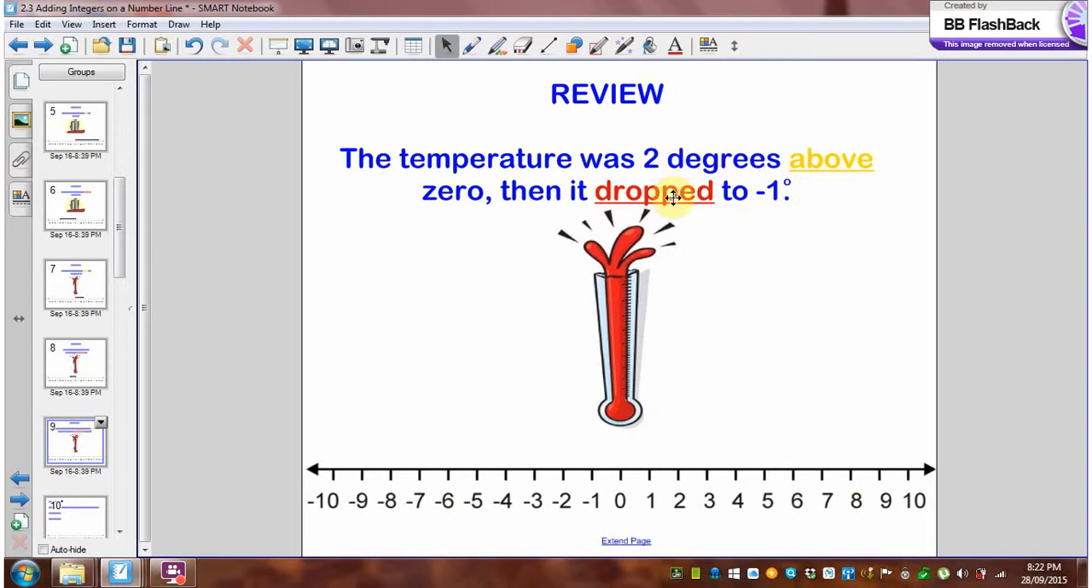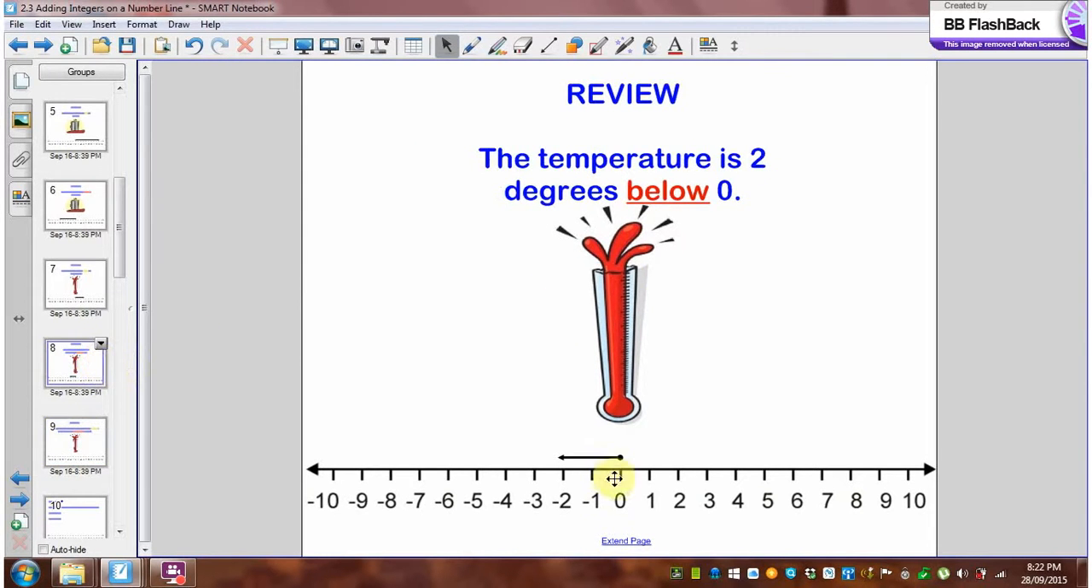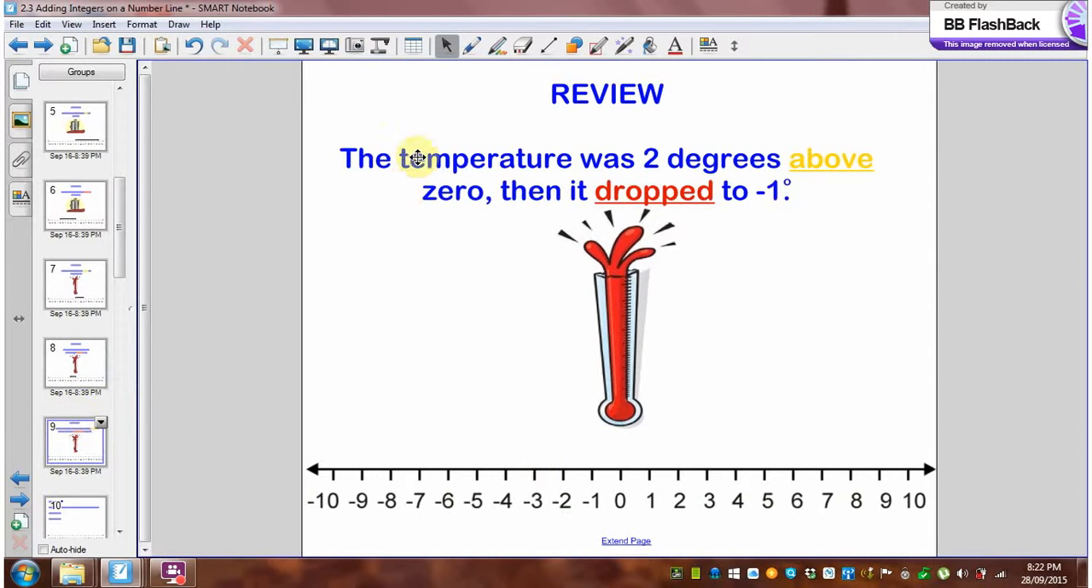Okay, so there are 2 parts to this one. Before, we always started at 0. This one, the temperature was 2 degrees above 0, so we start at 2 above 0. We're starting here this time because the question said the temperature was 2 degrees above 0. So we start here. And then it dropped to -1. So it went all the way down to -1.